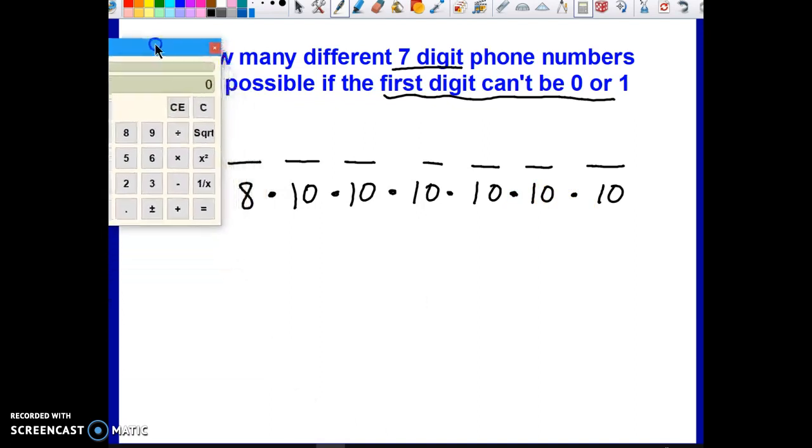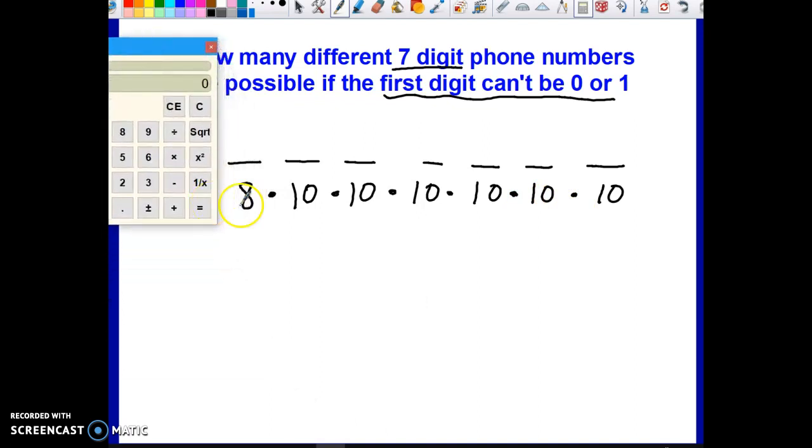Now it's going to get pretty large, so a calculator is helpful here. 10 times 10 times 10 times 10 times 10 times 10 has 6 zeros. So that's actually 1 million. 8 times 1 million, because there are 6 zeros there. If you didn't know that, when multiplying by 10, you just count how many zeros there are, and that's what your answer will be.